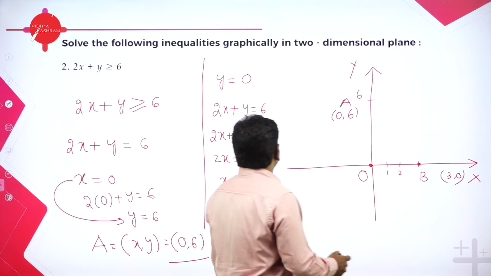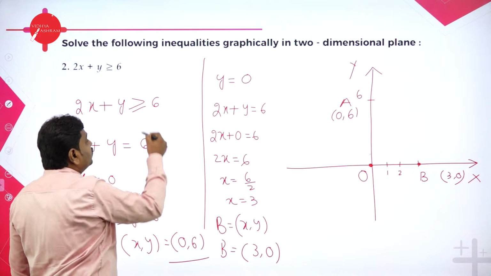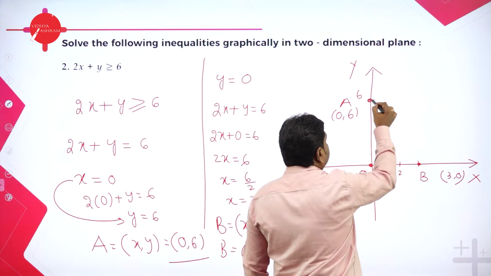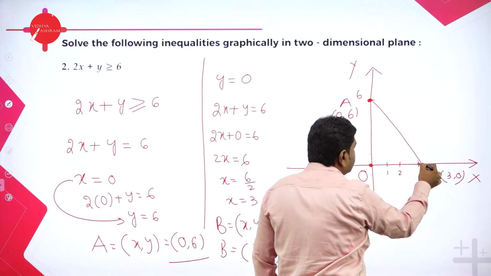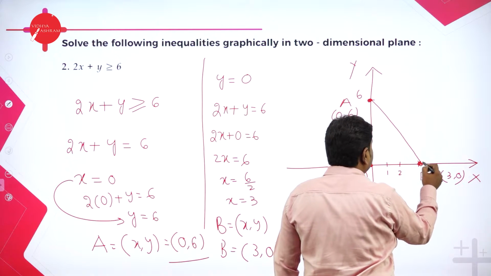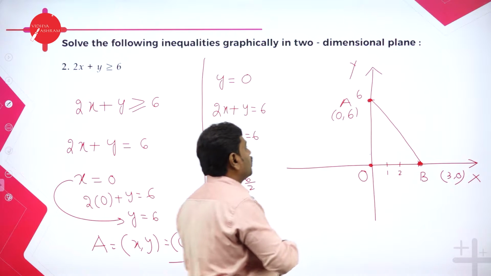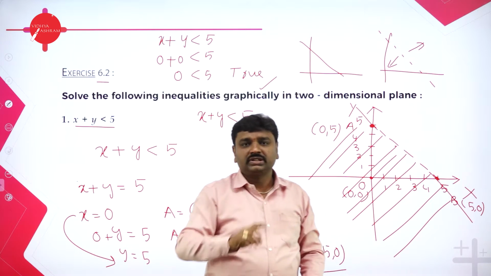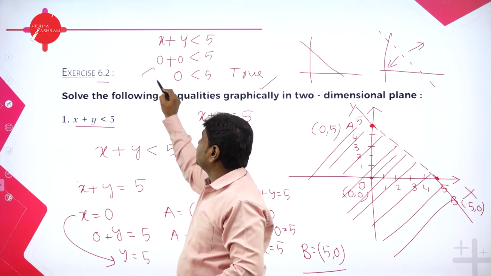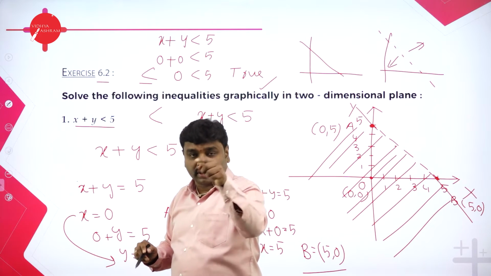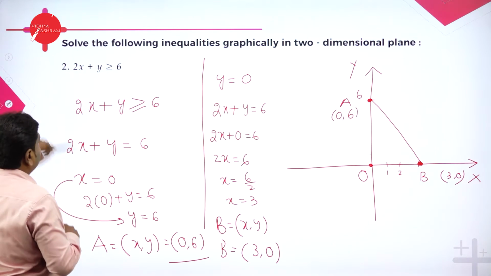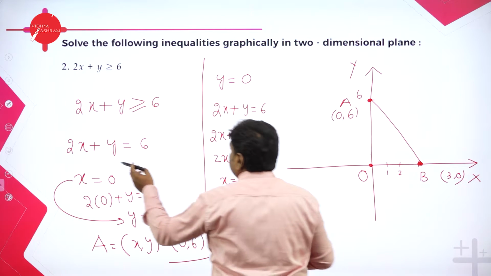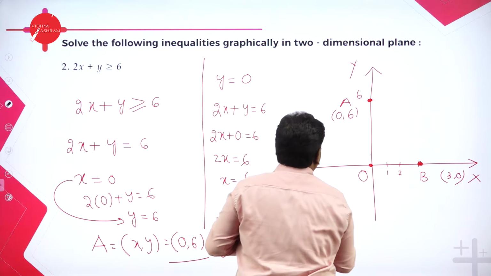Now here you can see greater than or equal to is there. Because equal to is there, I should draw a line joining these. In my last problem, I drew a dotted line because it was strictly less than; we didn't have less than or equal to, we had less than. That's why you should draw a dotted line. Now here it is greater than or equal to, that's why you should draw a thick line, and you can extend the line also.